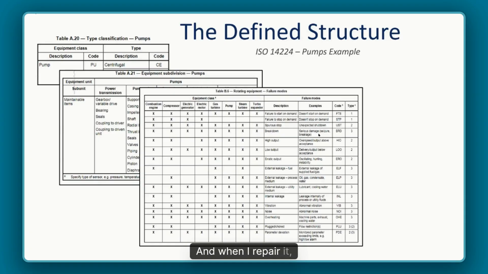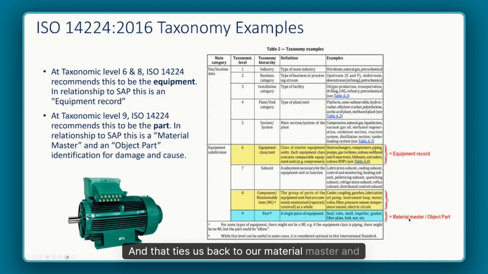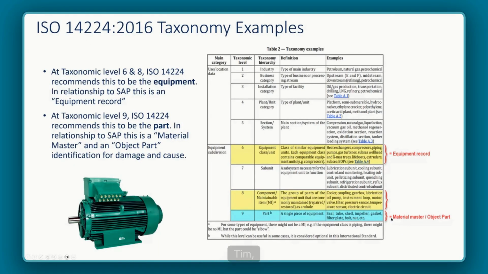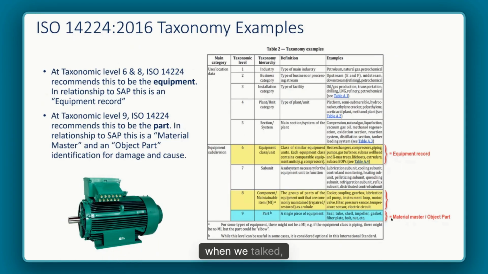And when I repair it, I go back to what part specifically did I put in to replace it. What failed? So I had a failure, an impeller failure, and specifically I put this make and model of impeller in, and that ties us back to our material master and our object part. So Tim, you're an engineer. You come from that world, like you immediately started connecting these dots when we talked, right?